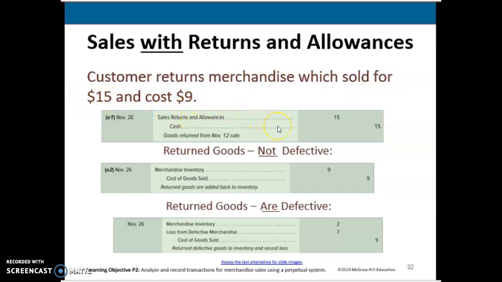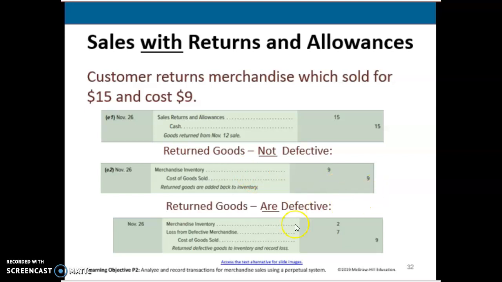So we have the first part of the transaction, we have to adjust for the revenue part, the return of that revenue. So we're going to debit sales returns and allowances for $15 and we're going to credit cash because we're giving them that cash back. If it's not defective, then we're putting it back in inventory. So part 2 of the transaction is to debit merchandise inventory to put it back in inventory and to credit cost of goods sold to fix that return.